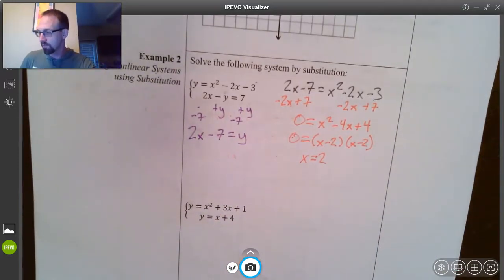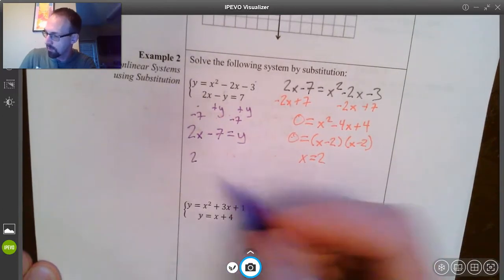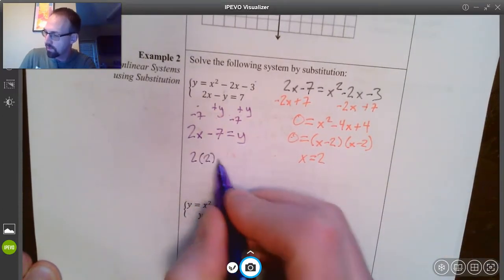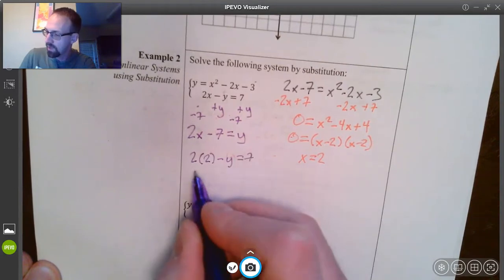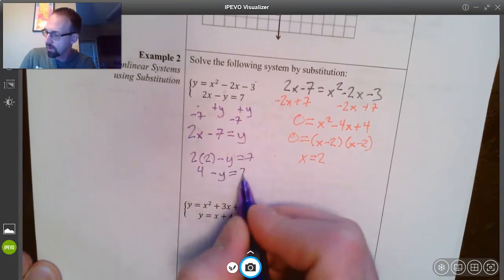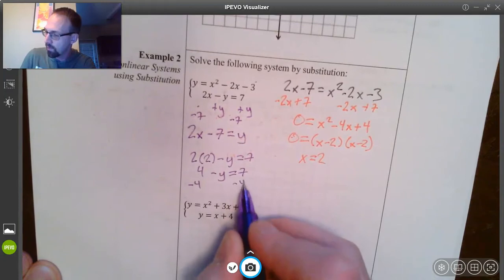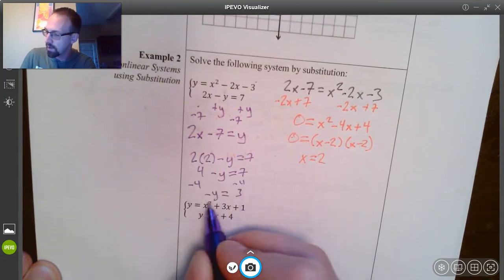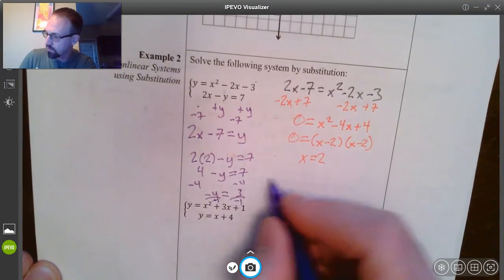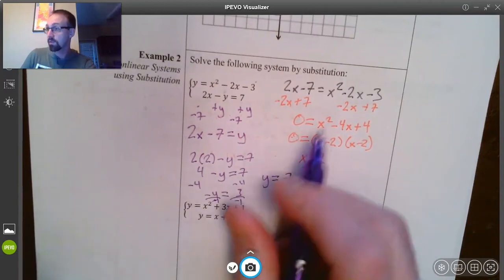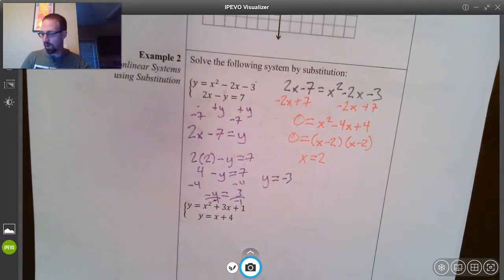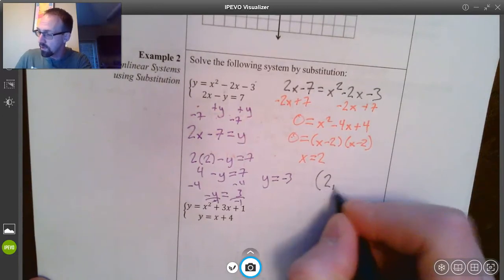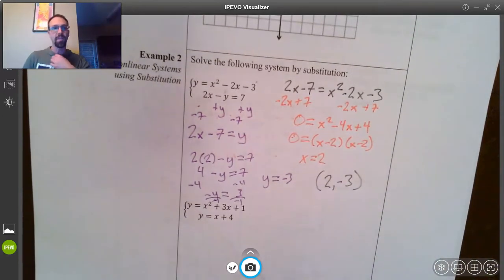So when I substitute x equals 2 back into, let's use the bottom one, I think the second one is going to be a lot easier to work with. So I have 2 times 2 minus y equals 7. It's going to be 4 minus y equals 7, minus 4, negative y equals 3, divide by negative 1, almost running out of room there. So y equals negative 3. So my solution for this particular problem is one solution, and it's at the point (2, negative 3).